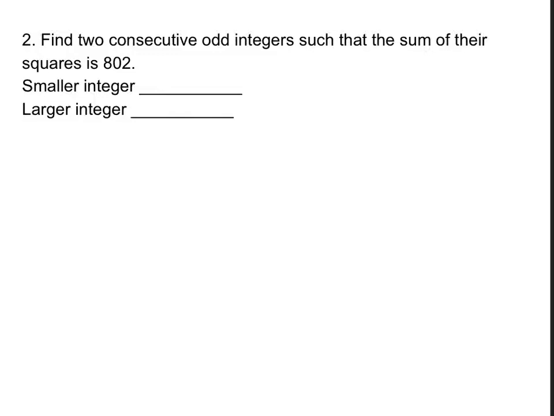Number 2, find two consecutive odd integers such that the sum of their squares is 802. So just for a second, consecutive odd integers. So hopefully everyone knows what an odd integer is. 5 is an odd integer, 3 is an odd integer. If we're talking about consecutive odd integers, if we're starting with 5, the next one would be 7. And in this case, these are separated by 2. So from 5 to the next odd integer, you add 2. If we were going from 7 to the next odd integer, we'd add another 2.